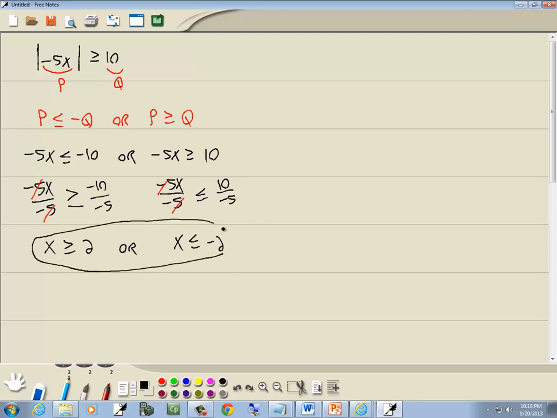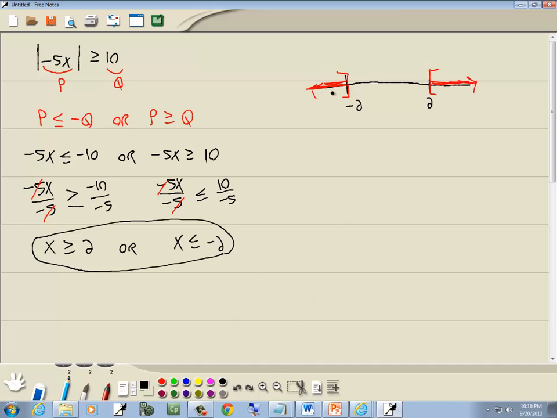Let's graph this and see what it looks like. Here's negative 2, and here's a positive 2. Now, less than or equal to, the equal to part means we put a bracket, the line underneath the inequality symbol. And less than means we shade to the left. Now the other one, x is greater than or equal to, the line underneath means bracket. And greater than, we shade to the right. And that would be our graph.